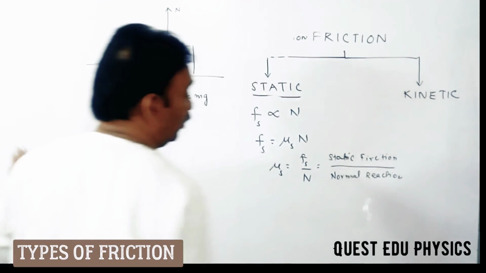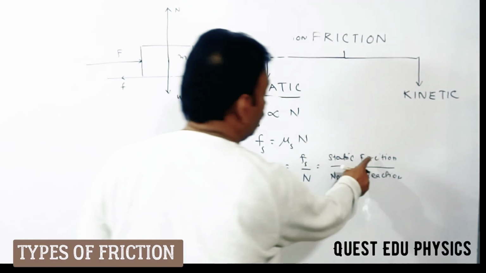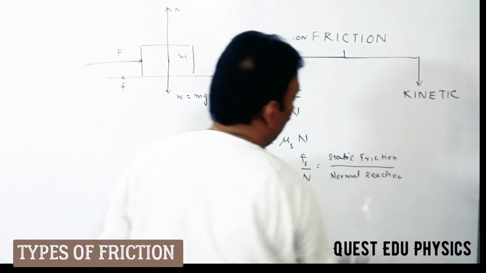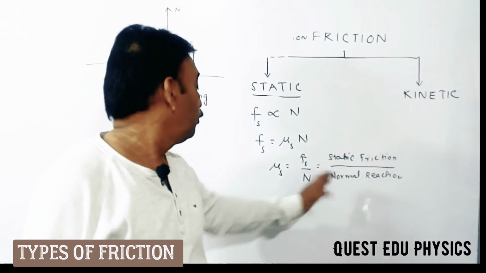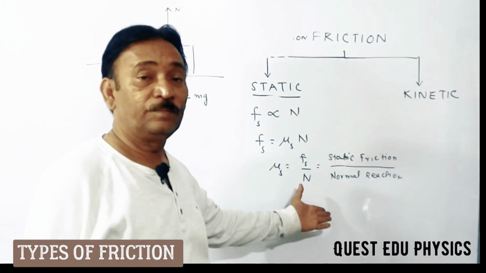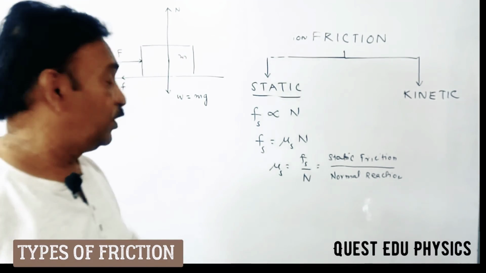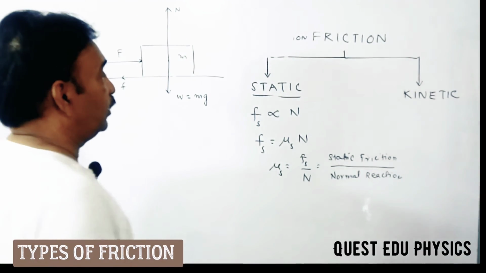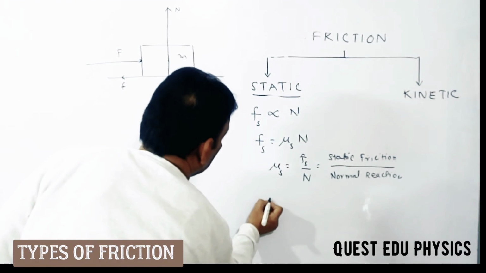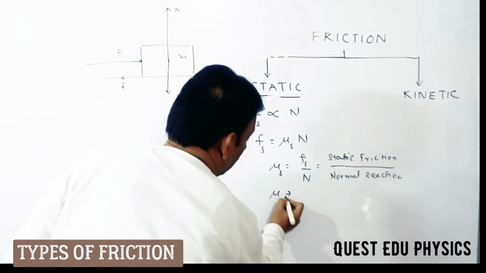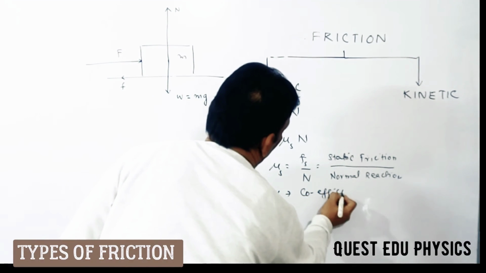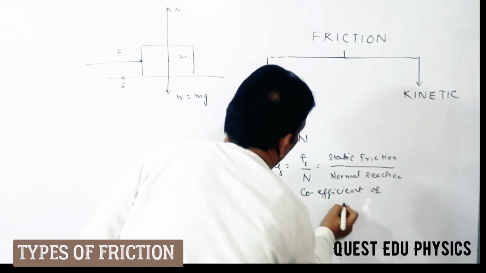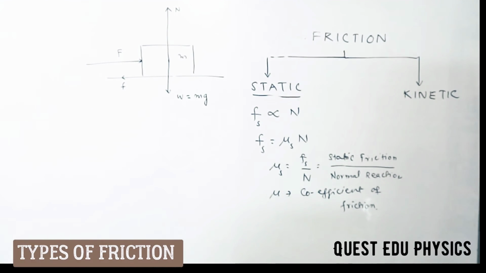Okay, these two are the forces, frictional force and the normal reaction. Frictional force and normal reaction are the two forces. That's why the ratio is equal to 1. So, we call mu s the quotient of friction. Okay, students, mu s is known as the coefficient of static friction, and if you write it as mu, it is known as the coefficient of friction. Okay, students.